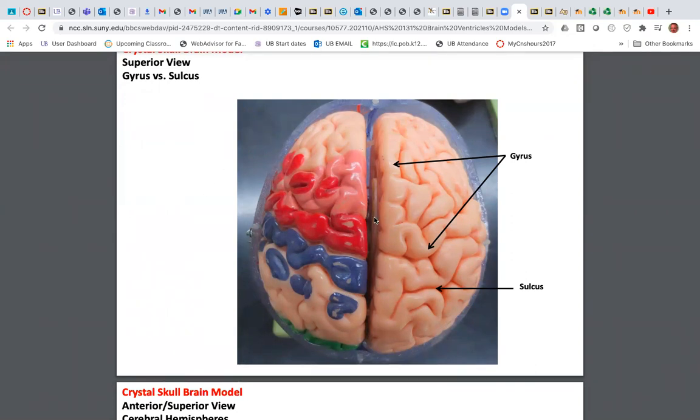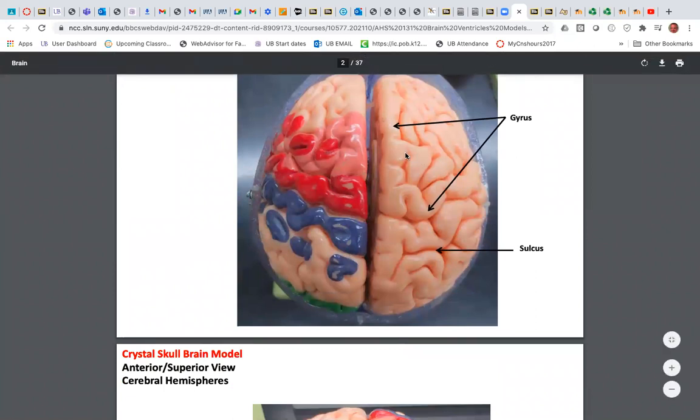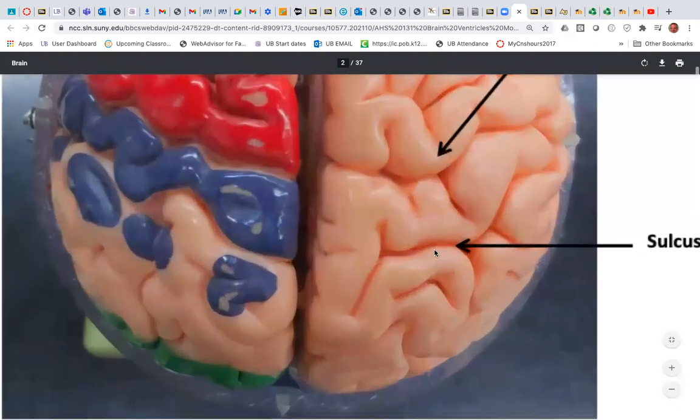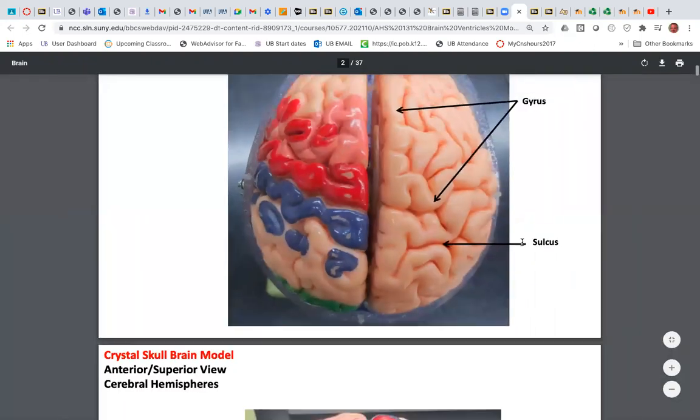So when we look at the brain from this view, it's a bird's eye view looking down on the brain. We can see that we have these mountains and then we have the valleys. So the mountains, the high spots, are referred to as the gyrus. And then the valleys, these depressions in between the mountains, those are the sulcus. So we have gyrus and sulcus.